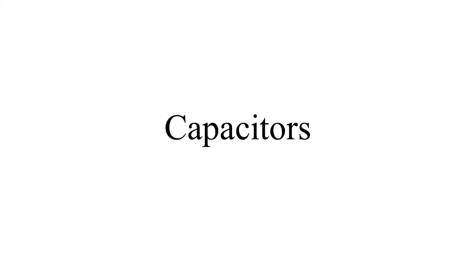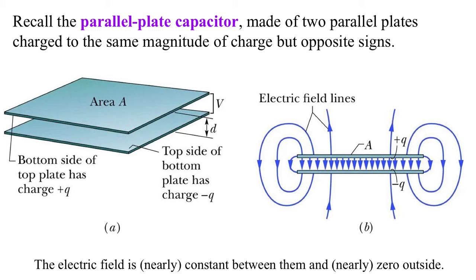We're going to talk about capacitors, which are technologically one of the most important things from electrostatics and DC circuits. Recall the parallel plate capacitor, made of two parallel plates charged with the same magnitude of charge but opposite sign.